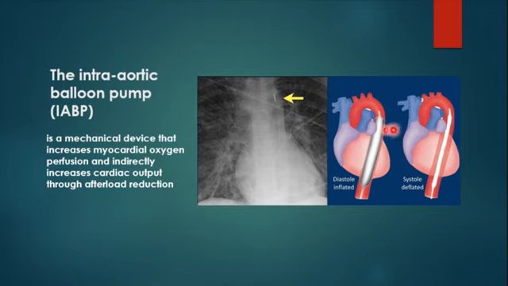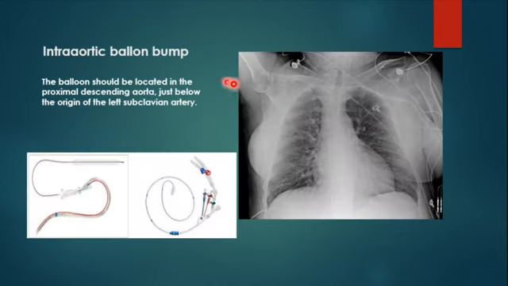They use it, but what is important for us is to realize the site. It should be at the aorta, after the subclavian artery branches. This is how they look. This is the inflated part. As I mentioned, it should be located in the proximal descending aorta, just below the origin of the left subclavian artery. This is an example of a patient who had one; you can see it is very faint.